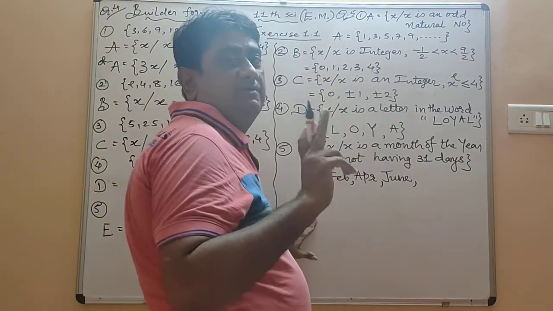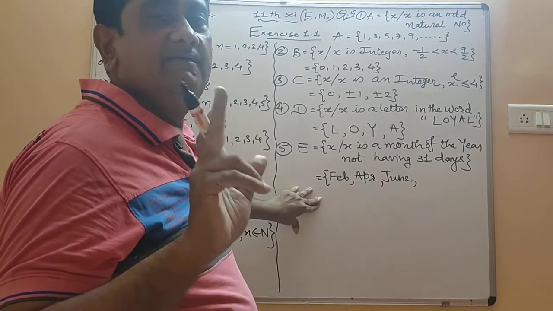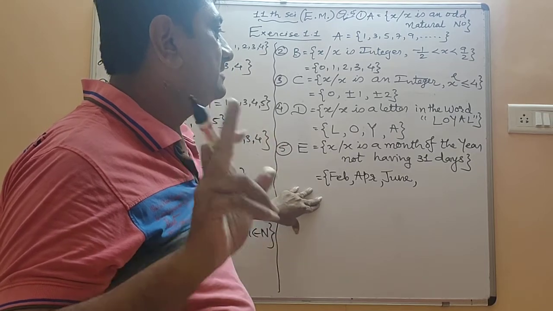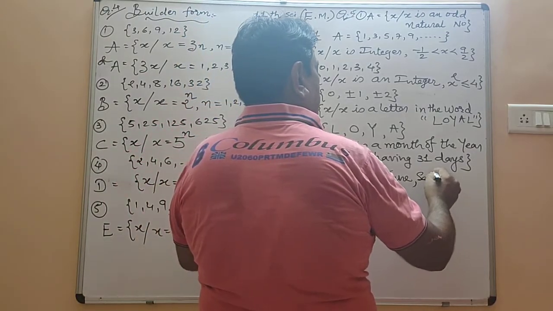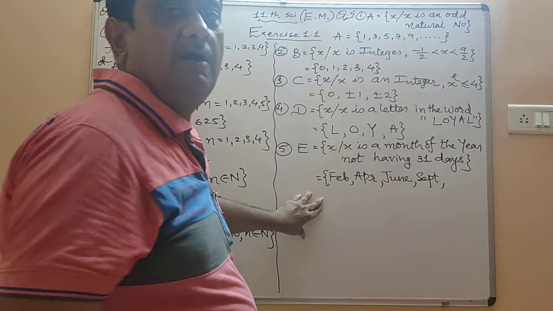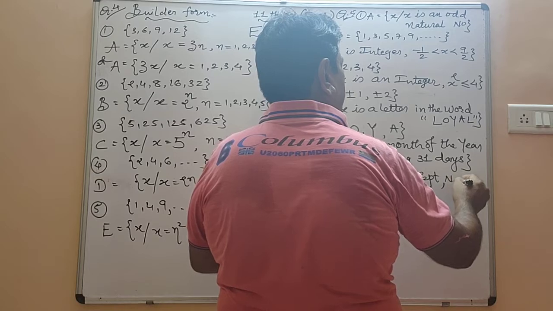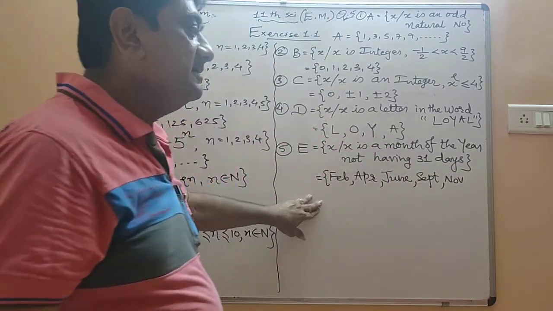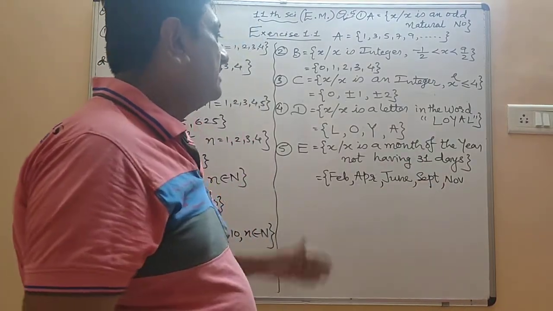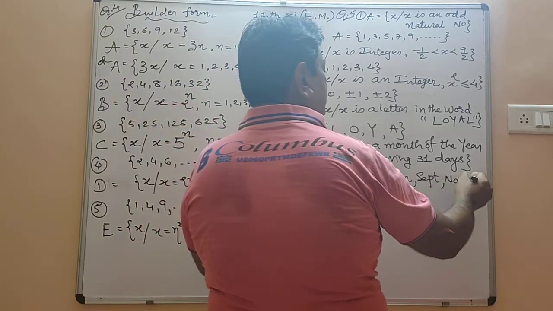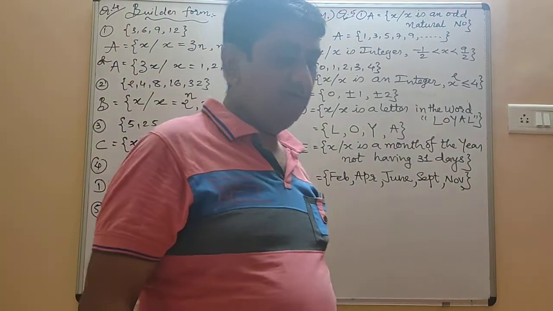July and August are continuous months, but both have 31 days. Then September having 30 days, October having 31 days, and then November having 30 days. The last month is December having 31 days. The months having 31 days are not counted. The remaining months are only these 5. It is our answer. So it is the listed form of set E.